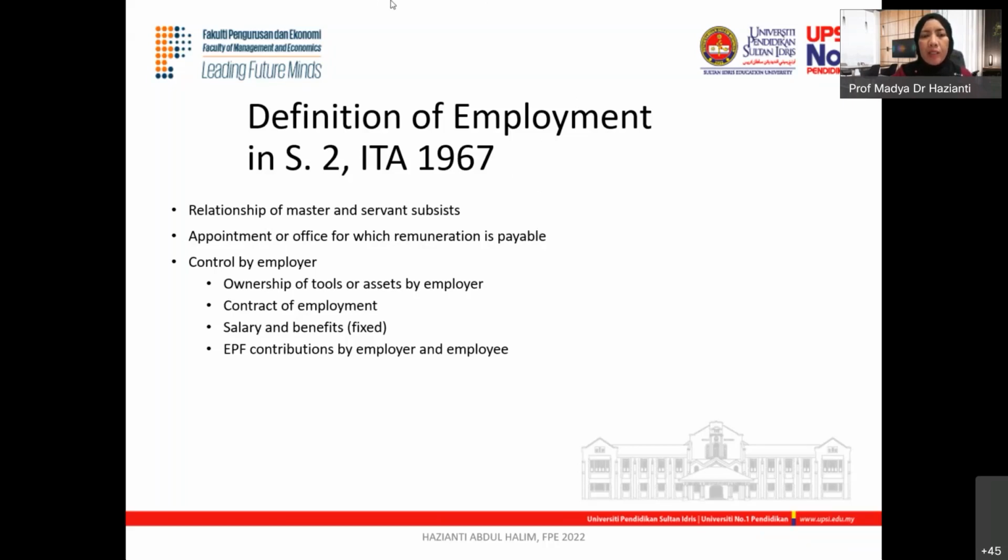Control by employer, okay. Ownership of tools or asset by employer, contract of employment, salary and benefits are fixed, and there are also EPF contributions by both employer and also employee. Okay, itu kalau mesti ada relationship of master and servant lah. So if you have business or ada partner, itu bukan employment income lah.